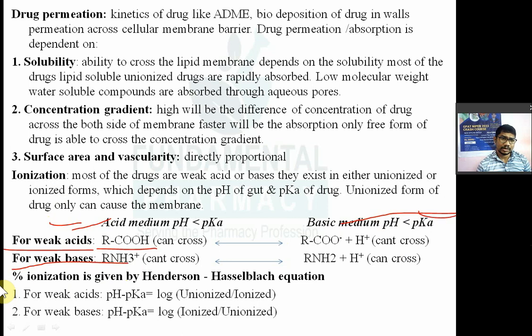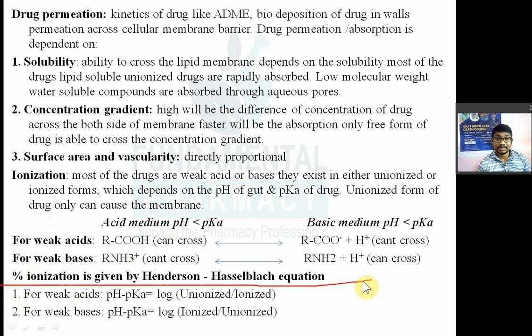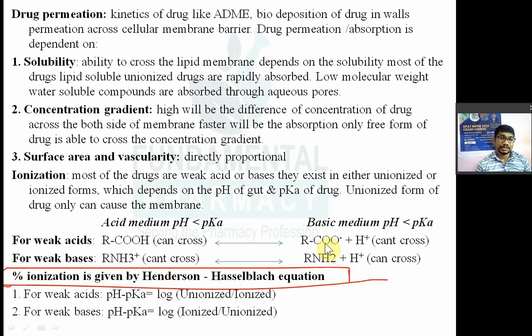So percentage ionization is given by the Henderson-Hasselbalch equation. Now for a weakly acidic drug, what is the equation? pH minus pK is equal to log of the unionized form of the drug divided by the ionized form of the drug. For a weakly acidic drug, the Henderson-Hasselbalch equation is pH minus pK equals log of unionized percentage of drug divided by ionized percentage of drug.